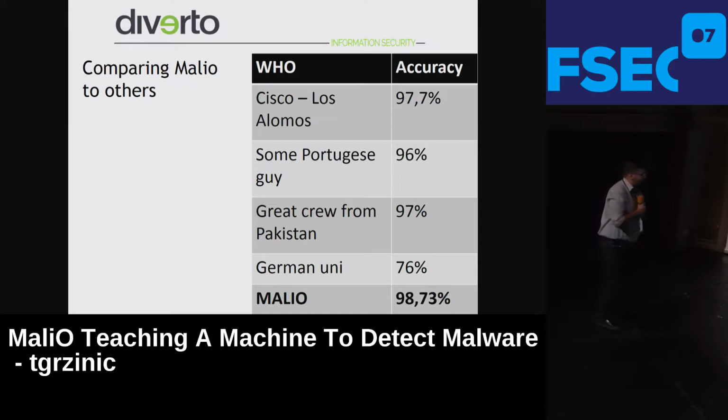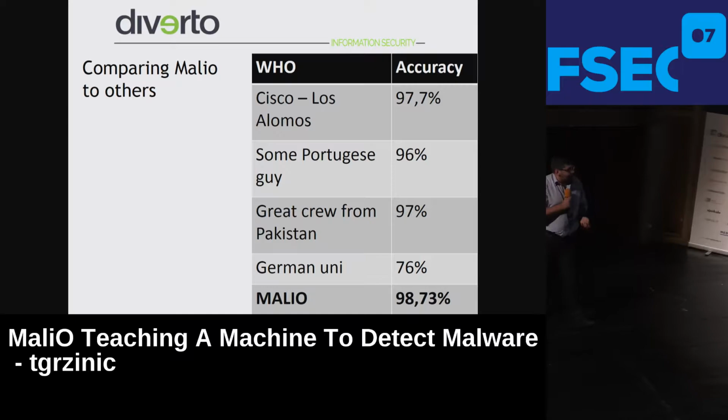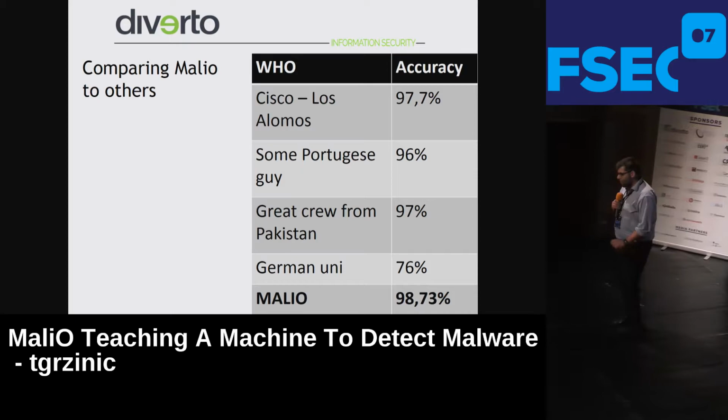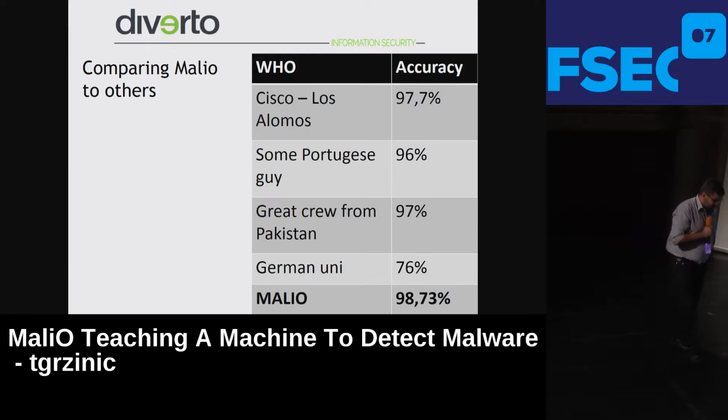So let's benchmark Malio to others. This is my PhD topic, and I can show all the results. Basically, one guy who was working at the Los Alamos laboratory, now at Cisco, was the best. He wasn't my idol. And I had so much trouble with that paper, and it wasted a lot of my time. So finally, he was the best one. But I managed with some transformation of data. It's not about the result. Machine learning in the scientific community is all about the results.